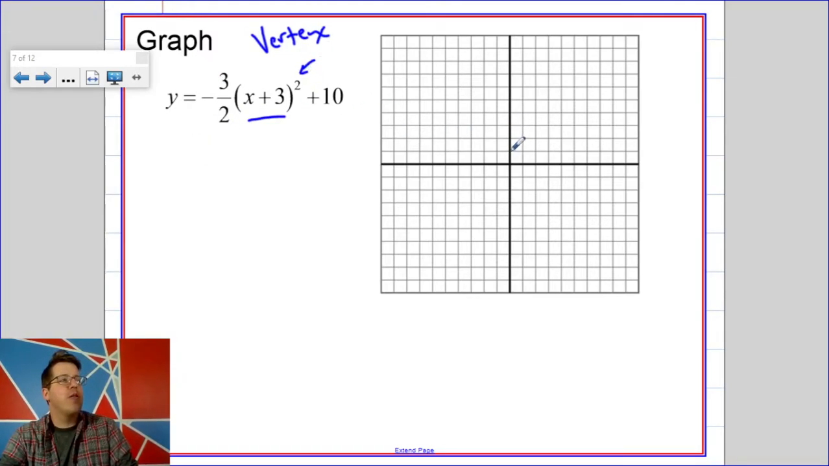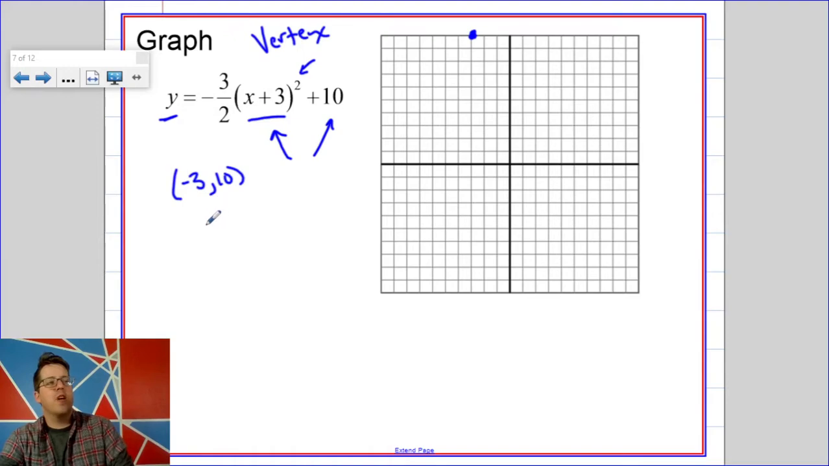We find the vertex by looking for what is being added or subtracted to x and what is being added or subtracted at the end, more closely related to y. So in this case, our vertex is negative 3, 10. Switch the inside, keep the outside.